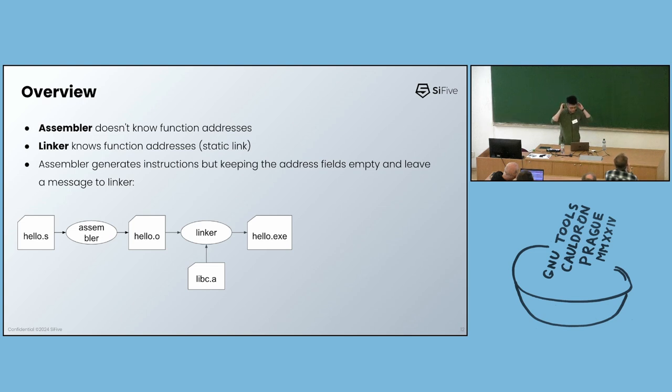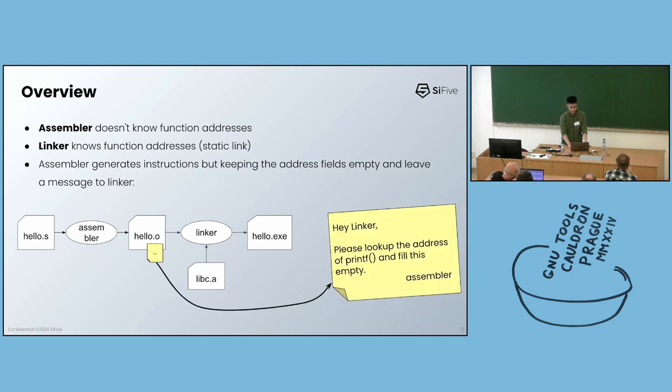So what the assembler can do is generate instructions but keep the address field empty and leave a message to the linker: hey linker, please look up the address of printf and fill in the empty field for me. That's what relocation does.